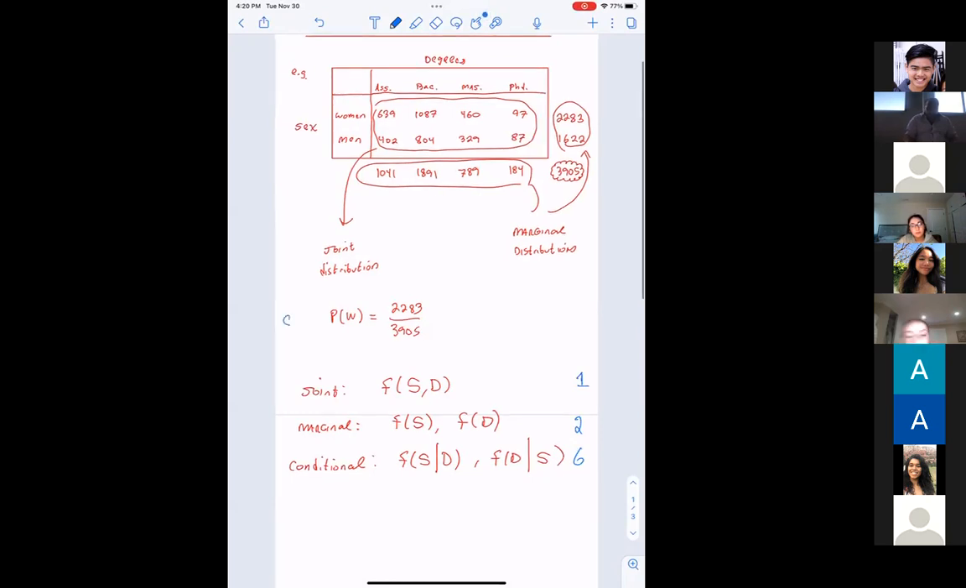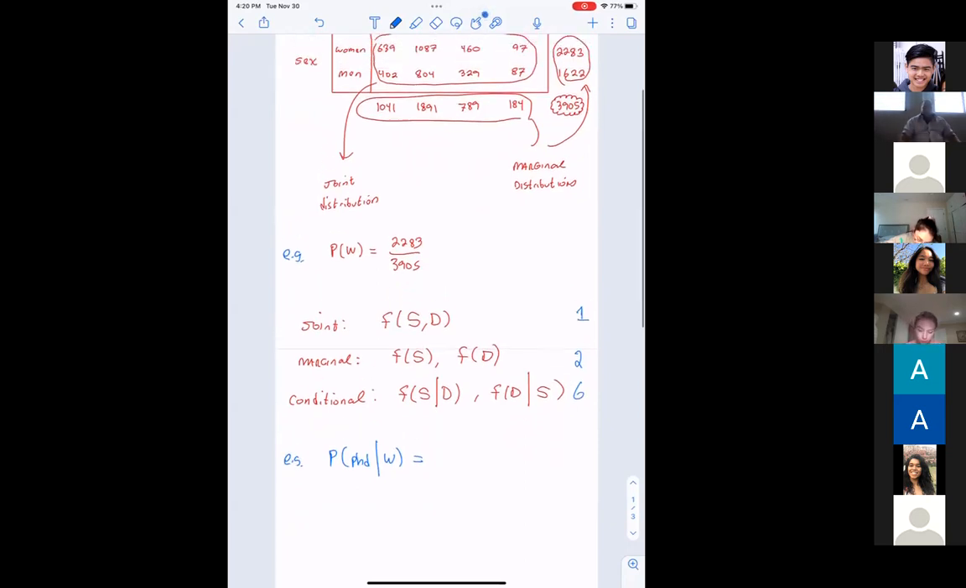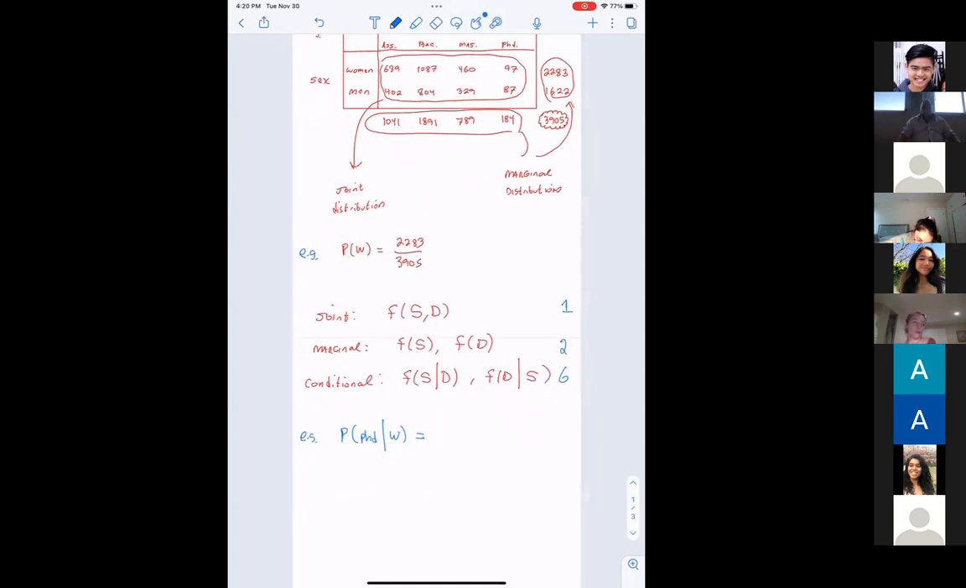Here's another example. What's the probability of someone getting a PhD given that they were a woman? What is the probability of getting a PhD given that the person chosen was a woman? And I'm not looking for the answer because I don't have my calculator handy. I had to reach across the table and I'm just too lazy right now. But give me the fraction for the probability of someone getting a PhD given that they were a woman.